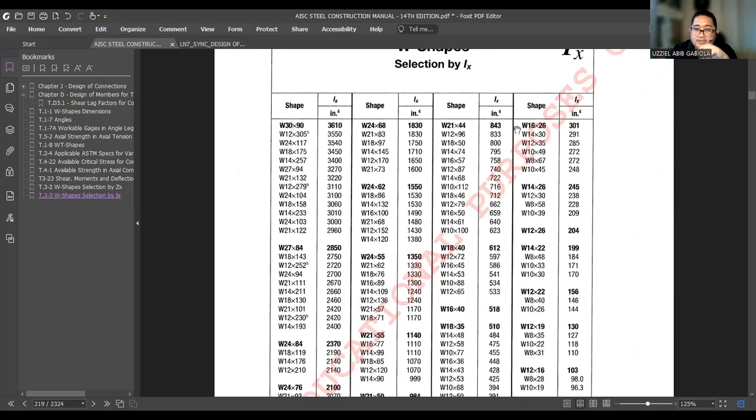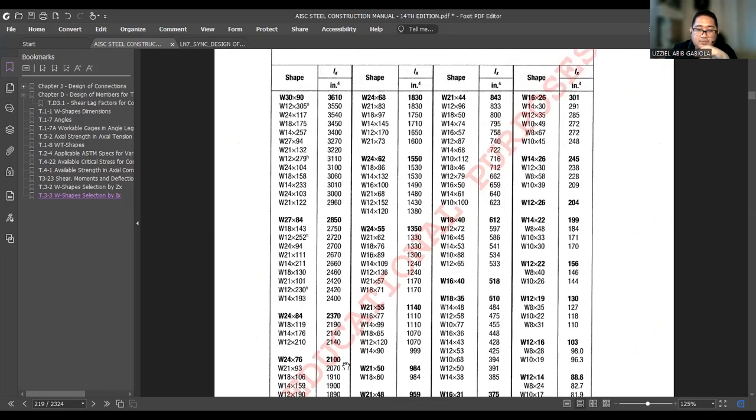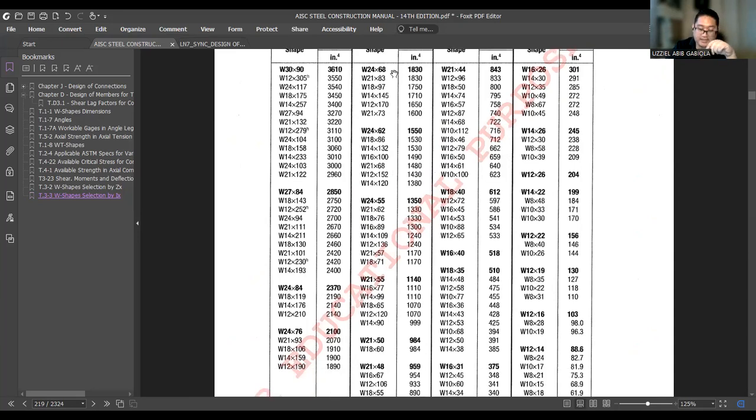Next. 3610, 1856 lang tayo. 1830. This is 21. So, W24 by 76. Okay? So, yun yung kasunod na pwede, no? Double ito. 1830 lang to. Kailangan natin is 1856. Kaya W24. Try natin si W24 by 76. Okay? Meron siyang IX na 2,100 inch to the fourth. Okay? So, try W24 by 76.